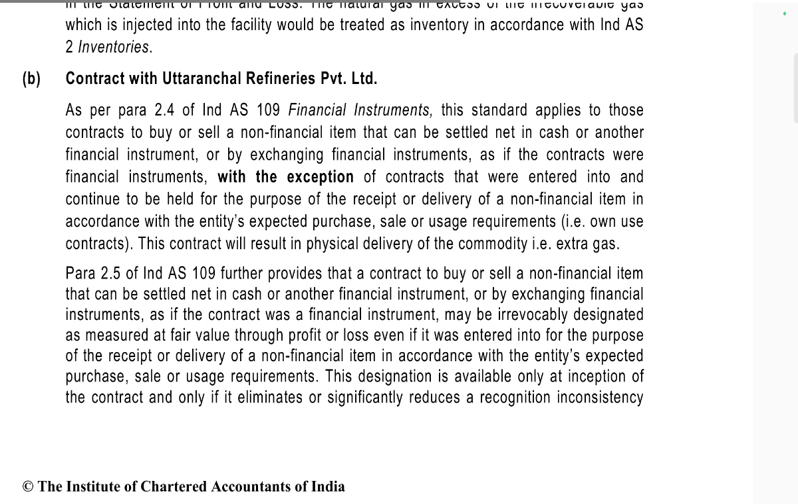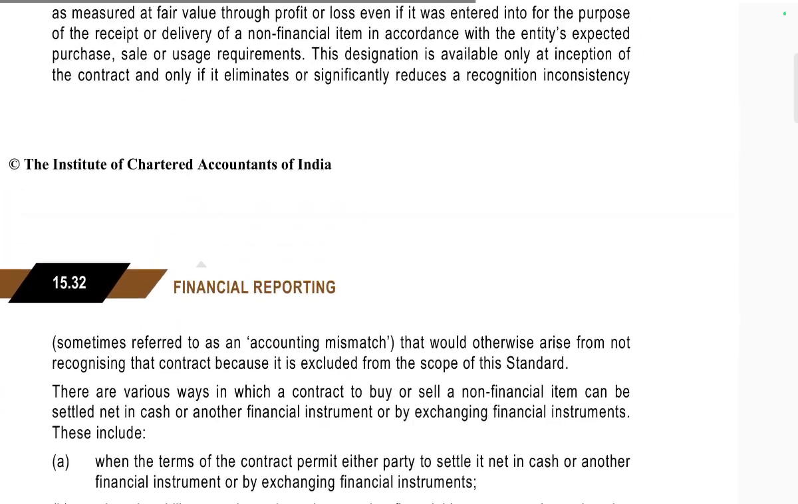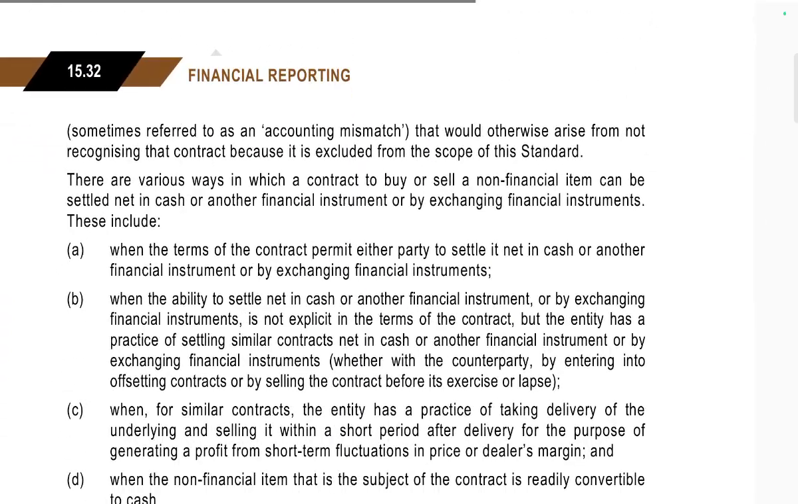The contract results in physical delivery of the commodity, that is gas. With respect to this, Ind AS 109 provides that a contract to buy or sell non-financial items that can be settled net in cash or another financial instrument, or by exchange of financial instruments, may be irrevocably designated as measured at fair value through profit or loss, even if it was entered into for the purpose of receipt or delivery of non-financial items in accordance with the entity's expected purchase, sale and usage requirements. The designation is available only at inception of the contract, only if it eliminates or significantly reduces, and is applied consistently.